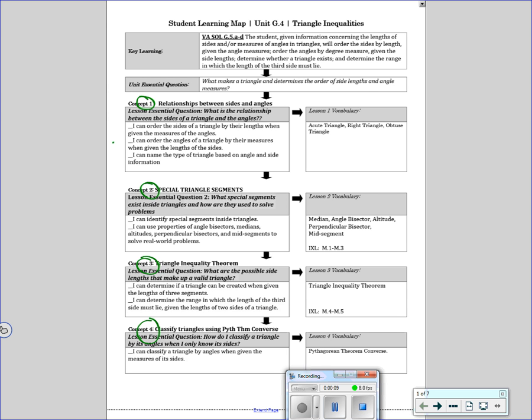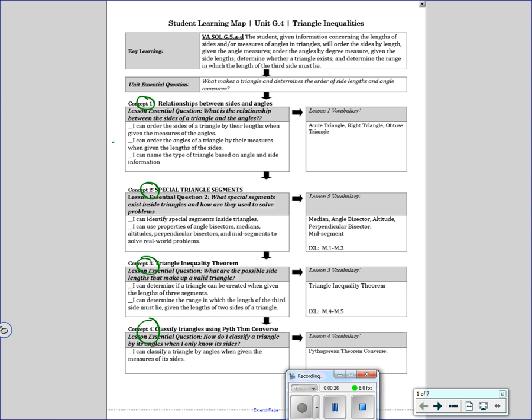As you can see from here, the student learning map shows that we have 4 basic concepts that we're going to try to learn and master before the end of this unit. That means basically 4 videos, and this is going to go pretty quick. So I want you to get ready. We're going to go ahead and get started with our vocabulary words.